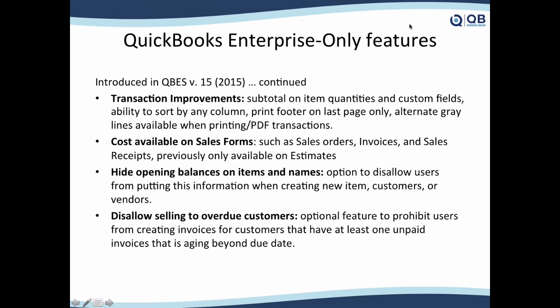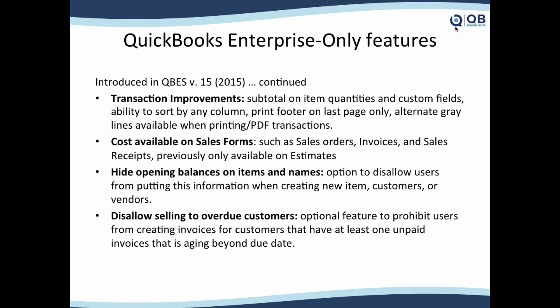Okay, transaction improvements: subtotal on item quantities and custom fields that you can sort. That is really, really powerful. You can also sort columns. You can print the footer, which is the total only on the last page.